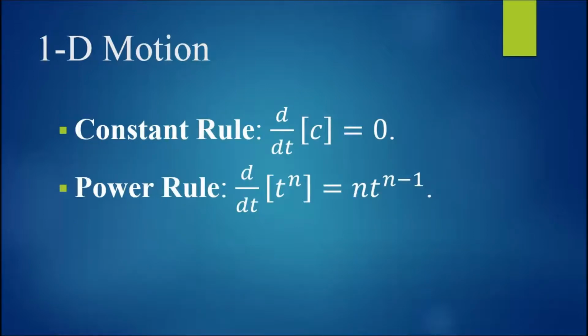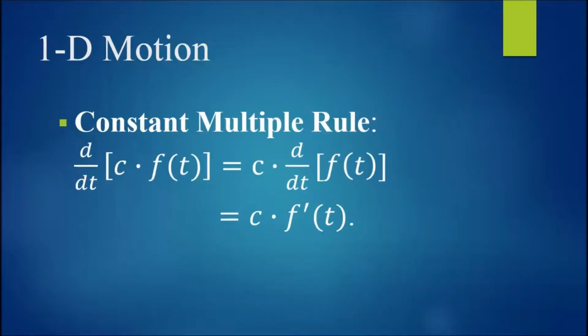The first rule is called the constant rule. The derivative with respect to t of any constant is 0. And this should make sense since a derivative is a rate of change, and the rate of change of a constant is 0. The second rule is called the power rule. The derivative with respect to t of the monomial t to the power of n is n times t to the power of n minus 1. That is, to take the derivative of a monomial to a given power, we multiply the monomial by n and then reduce its power by 1.